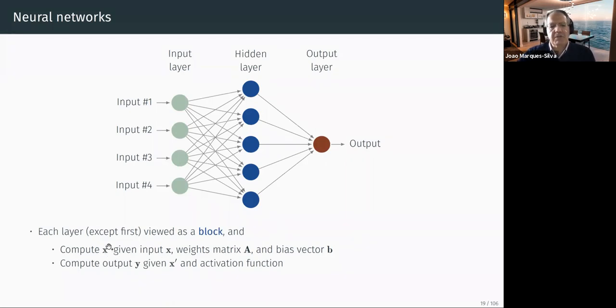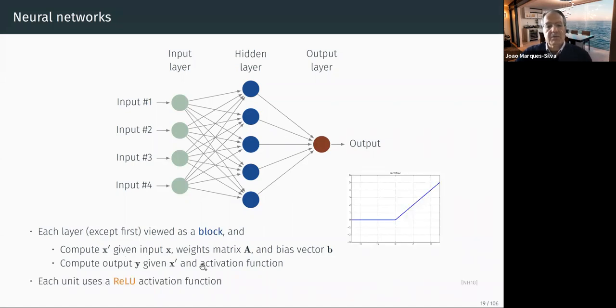So in the first phase, we are going to compute an intermediate vector given the input vector in this case, and then we have a matrix of weights and some bias vector. And then we compute the actual output given this intermediate value and some activation function. And we are going, as usual, to use the ReLU activation function, which is shown here. I proposed 10 years ago.